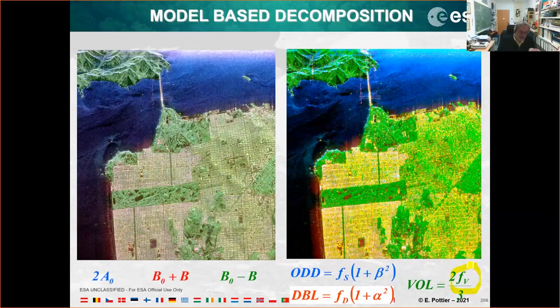So this is a drawback of the approach proposed by Freeman and Durden, overestimation of the volume scattering mechanism. So this is the first drawback. The second drawback is that the model-based decomposition is valid only on areas where you have what we call a symmetry in the reflectivity. So it means no decorrelation between HV and HH and HV and VV. As it is not always the case, this is a problem. In a natural environment, you always have some correlation between HV and HH, HV and VV.